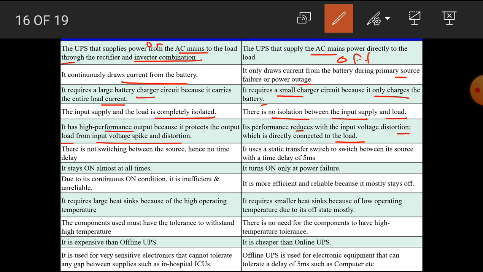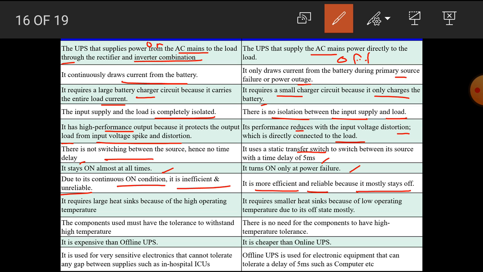In online UPS, there is no switching between sources, hence no time delay, while offline UPS uses a static transfer switch to switch between its sources with a time delay of 5 milliseconds. The online UPS stays on almost all the time, and the offline UPS turns on only during the power failure. Due to its continuous on condition, online UPS is inefficient and unreliable, while the offline UPS is more efficient and reliable because it mostly stays off.